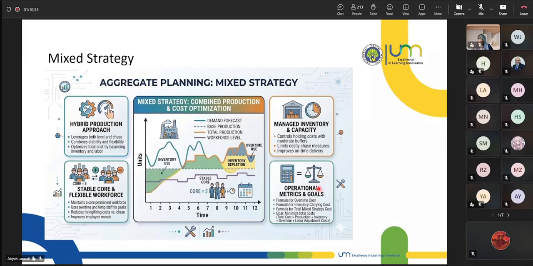And that's why the mixed strategy tries to balance both of the approaches. It's trying to combine leveling, where we try to maintain the same production rate. So we have a base production rate here, but we can increase or decrease it when it is needed. That's the problem. When it is needed, it sometimes can be interpreted differently. I mean, subjectivity takes a role.